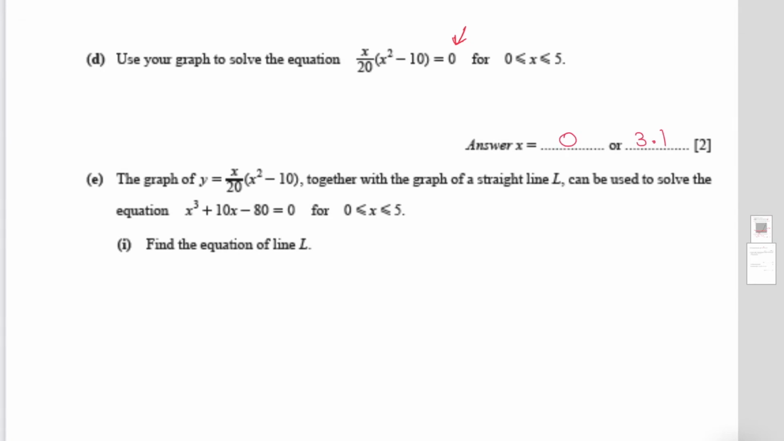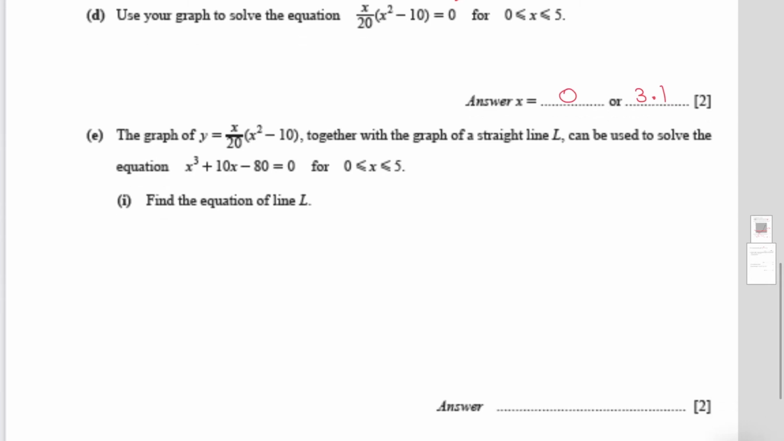Okay, let's move on. The next part of the question says the graph of y equal to x over 20 times x squared minus 10, together with the graph of a straight line L, can be used to solve the equation x cubed plus 10x minus 80 equal to 0 for 0 to 5.